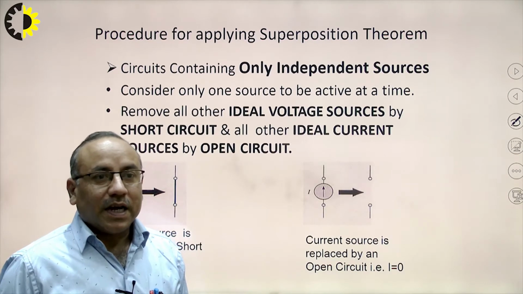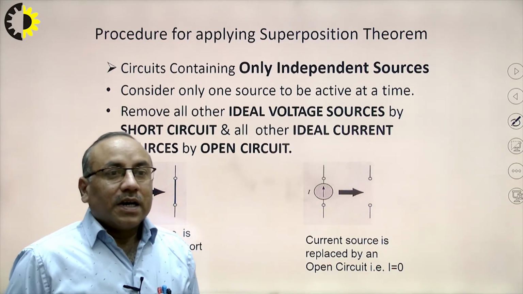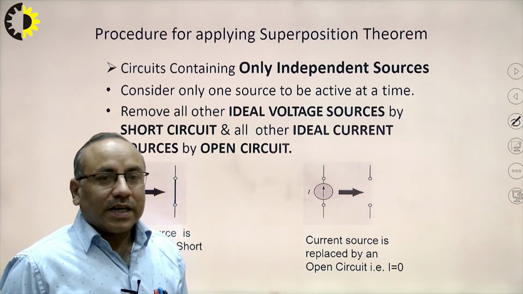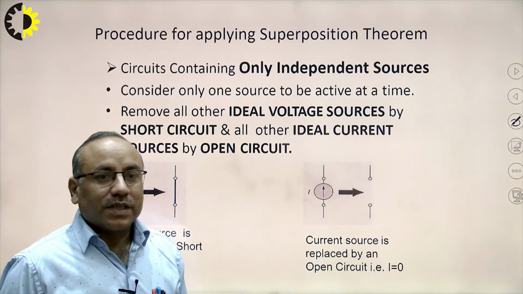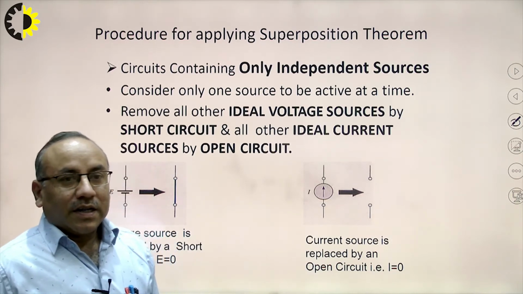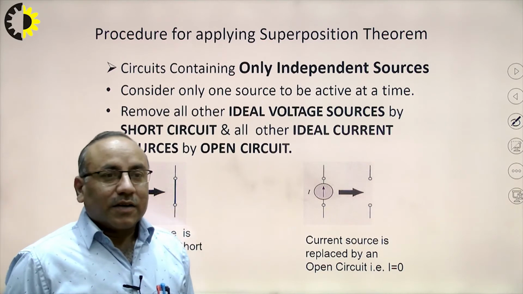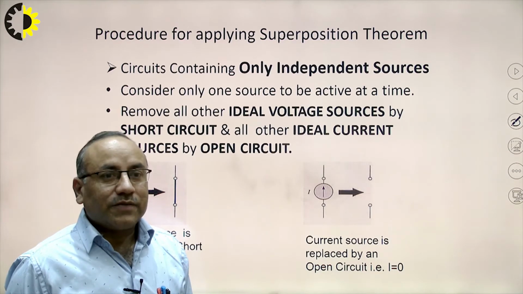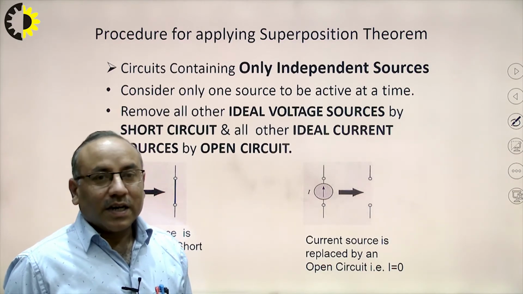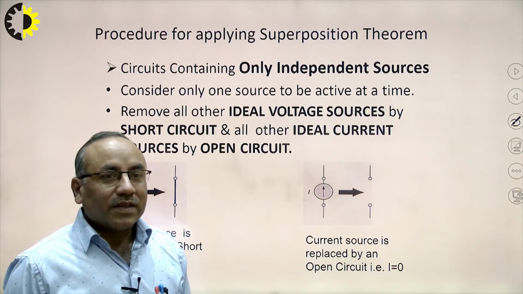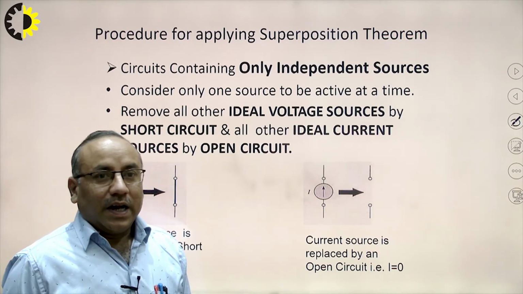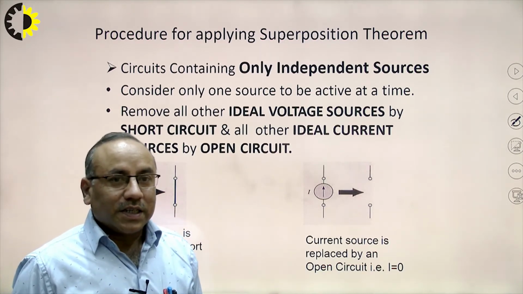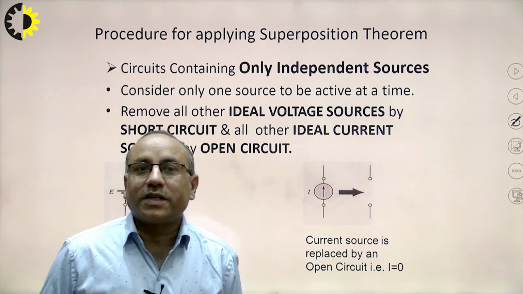At the same time, as in the second step, remove all the other ideal voltage sources by short circuit and all the other ideal current sources by open circuit. That means we turn off all the other voltage and current sources in the circuit. We consider only one source at a time, and ideal voltage sources are to be short circuited, since the internal resistance of an ideal voltage source is 0.